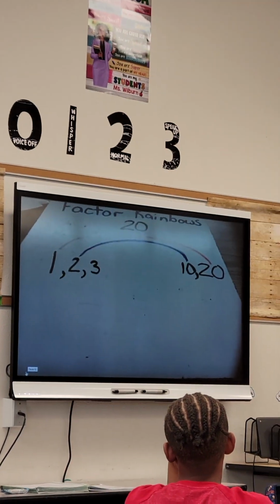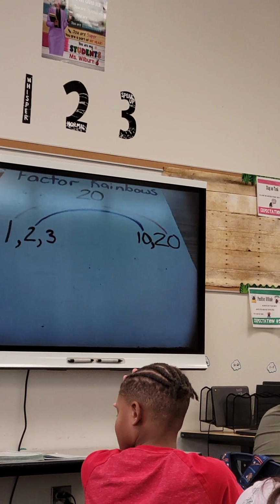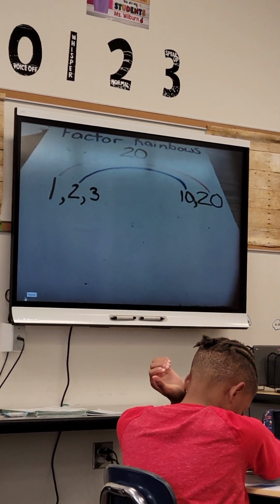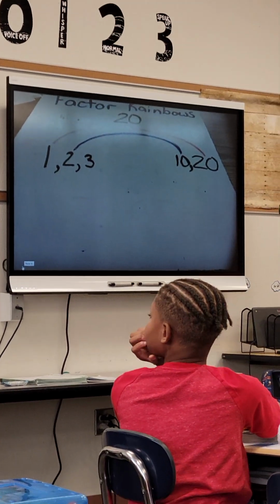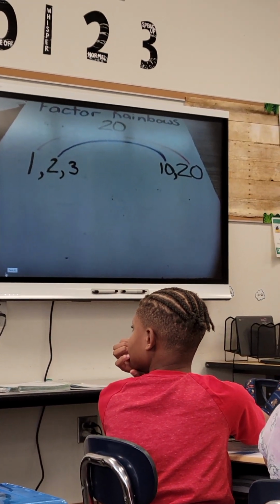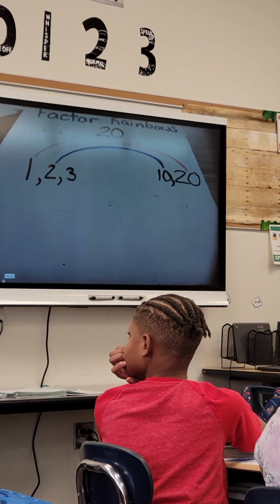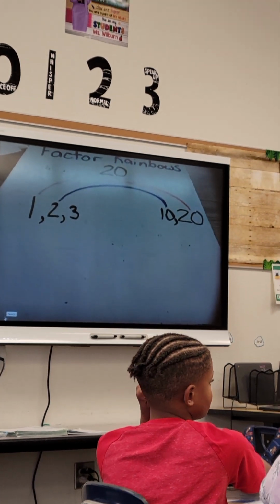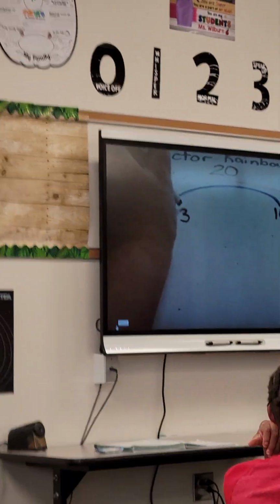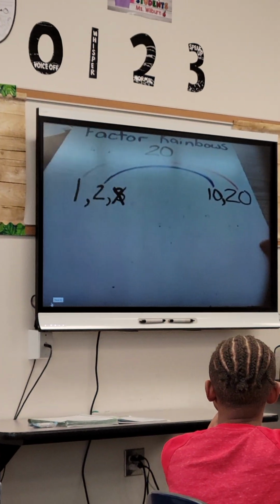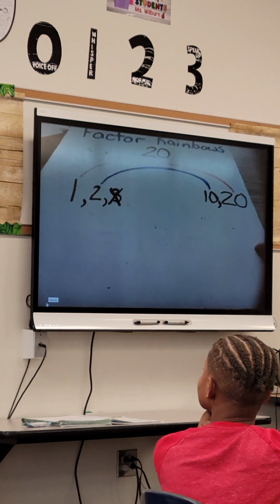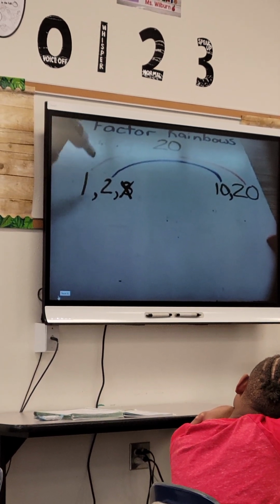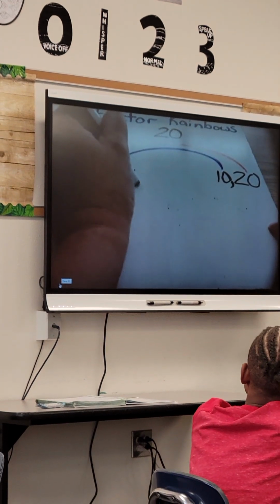Since I know my multiples of 3, I know that 3 times 7 equals 21. That's pretty close, but it's not exactly 20. So I go down. 3 times 6 is 18. There's nothing that I can multiply 3 by to equal 20. So I know 3 is not a factor of 20, and I'm going to mark it out. I go back to my left and I'm counting. Now I have 1, 2, 3, 4.